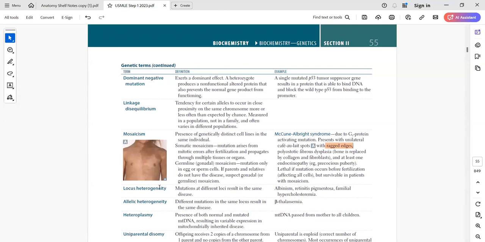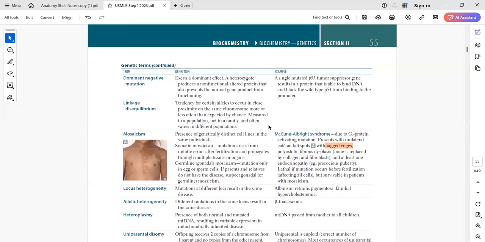So the patient who comes to you with ragged edges, with café au lait spots, they usually ask you what is going on with the patient. You say mosaicism. Sometimes they ask you about the mosaicism. Sometimes they ask you directly about the disease. You say McCune-Albright syndrome. It's very important. It's very commonly asked in your exam. So you have to remember this. Apart from that, there's nothing else to remember. Just remember the ragged edges. This word, whenever it comes, it has to ring a bell that it's McCune-Albright syndrome. And what happens in McCune-Albright syndrome?